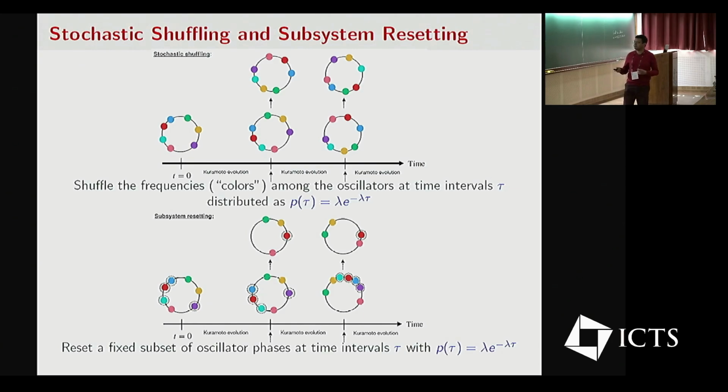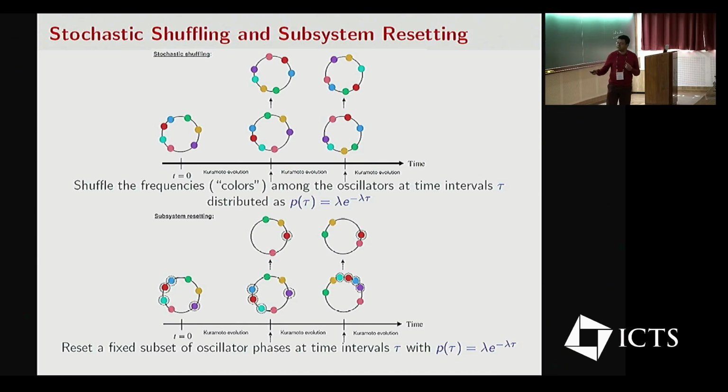While in the case of stochastic resetting, subsystem resetting, what I do is that again I have these oscillators with different colors. Here there is no shuffling. So if somebody is red, he continues to remain red. The frequencies are really quench disordered in time. But what I do is that I choose a subset of the oscillators. For example, here I have chosen the ones which are circled here, 1, 2, 3, 4, these four oscillators.